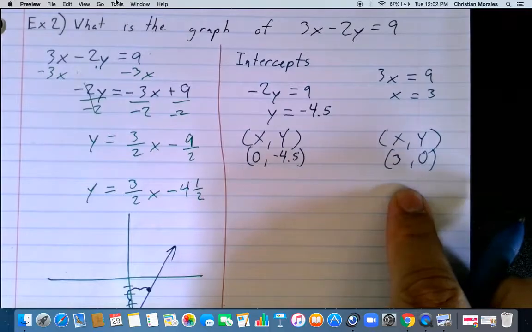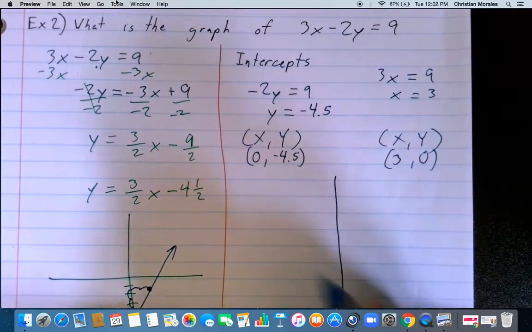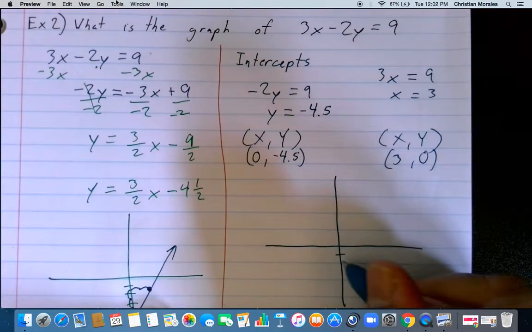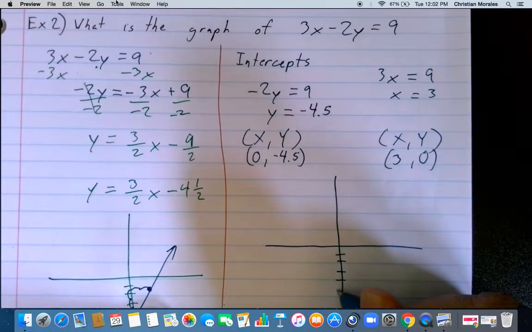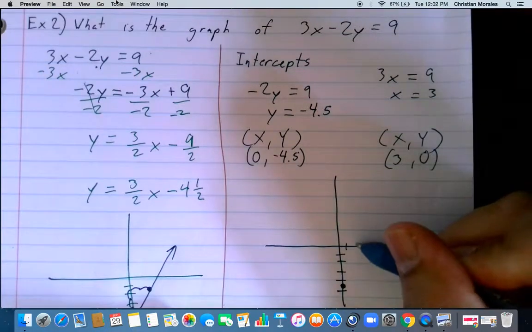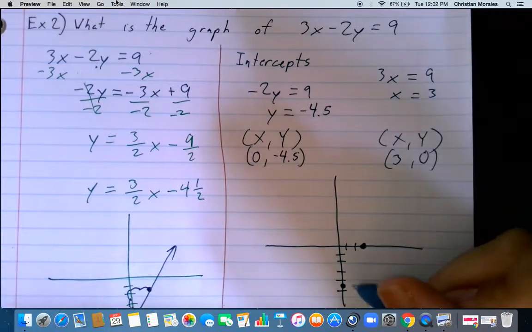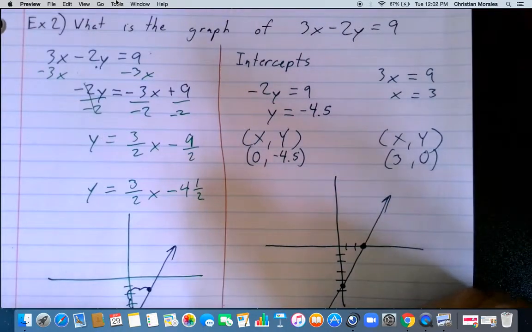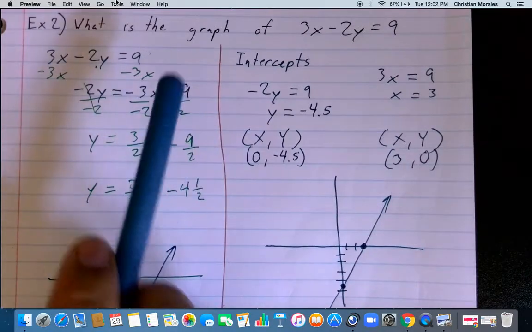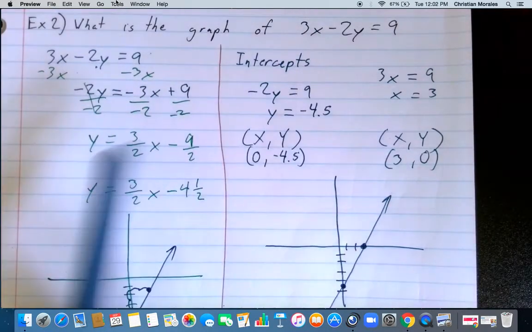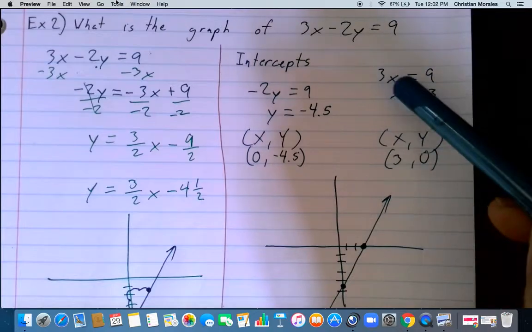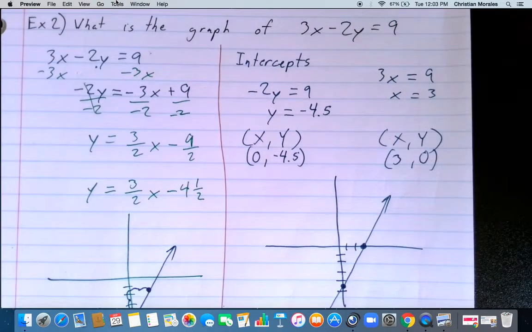Okay, so what does this do? This now can be graphed. Because what you have is you have the y-intercept at 1, 2, 3, 4, 5, at 4.5, and you have the x-intercept at 3. 1, 2, 3. And then you draw your line. So you get the same line, but with 2 different methods. So you can either change it from standard to slope-intercept, or you can solve for each one separately. Solve for x and solve for y, and treat it like intercepts.